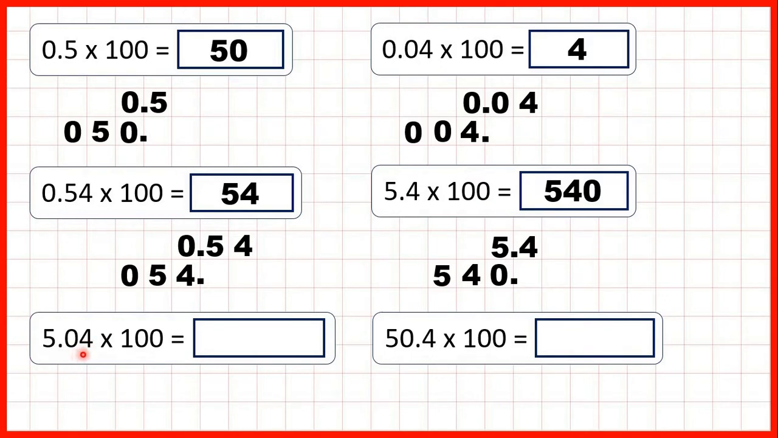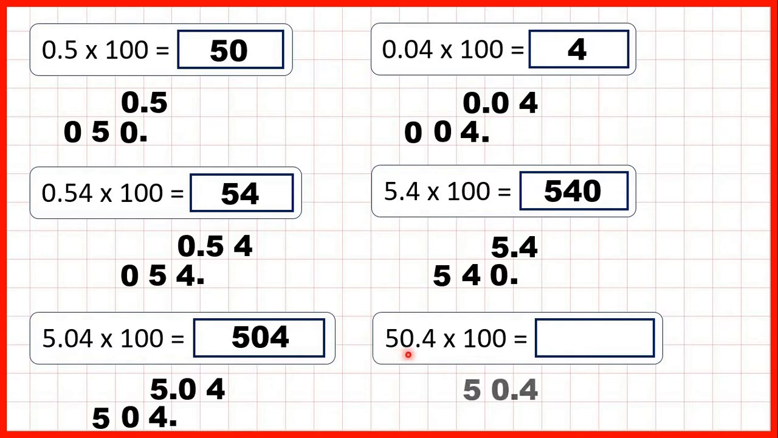Next, 5.04. So we write the number out, and to multiply by 100, we copy down the decimal point and move the digits 2 squares across, or 2 squares to the left. So now we have the decimal point at the end of our number, so our answer is 504. And this time, it's really important to remember to include this 0 because we need to show that the 5 is now in the hundreds column. If you have a 0 between other digits, we need to include the 0 in our answer. We can't ignore it.